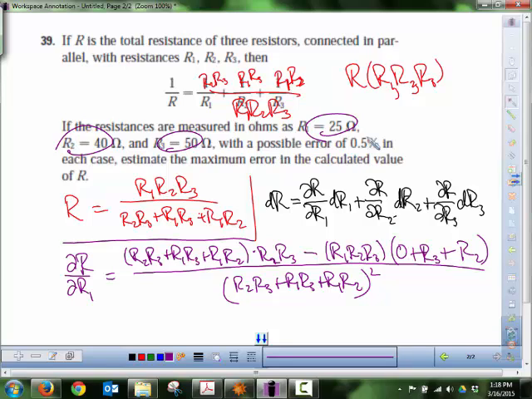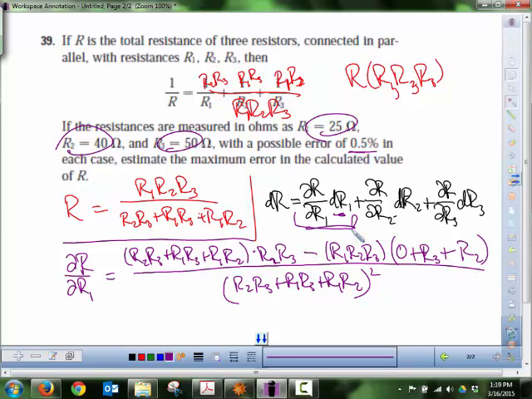You put the R1, R2, R3 values in, you're going to get a number, and then the DR1 looks like it's an error of 0.05%, so make that into a 0.005, and that's your error. And then that's the first one right here, and then you just move along to do the others.